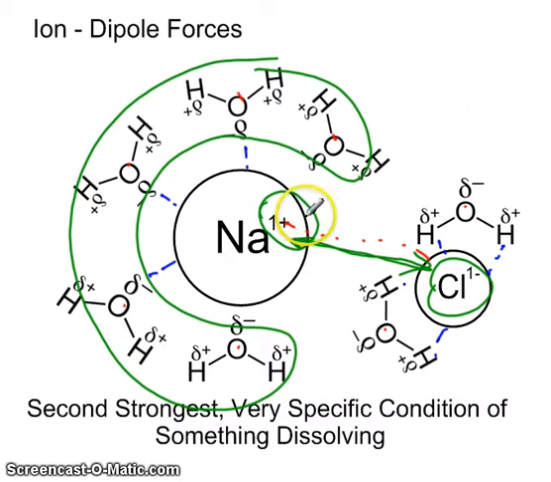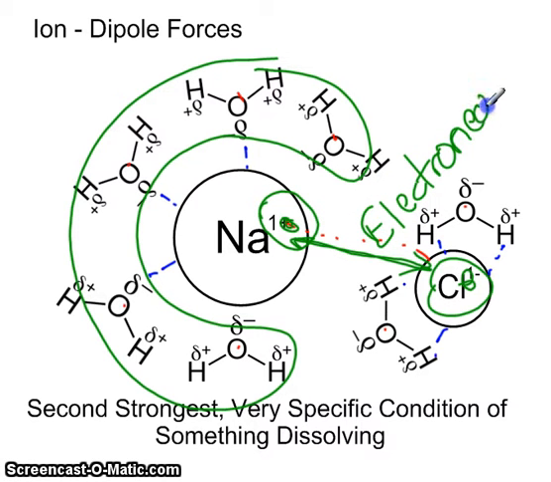And so this attraction between these two things is basically contingent upon electronegativity. So we can look at electronegativity and we can determine whether something is going to dissolve or not. The more ionic in character something is, the greater the electronegativity difference is between the two things, the more likely it is to dissolve.